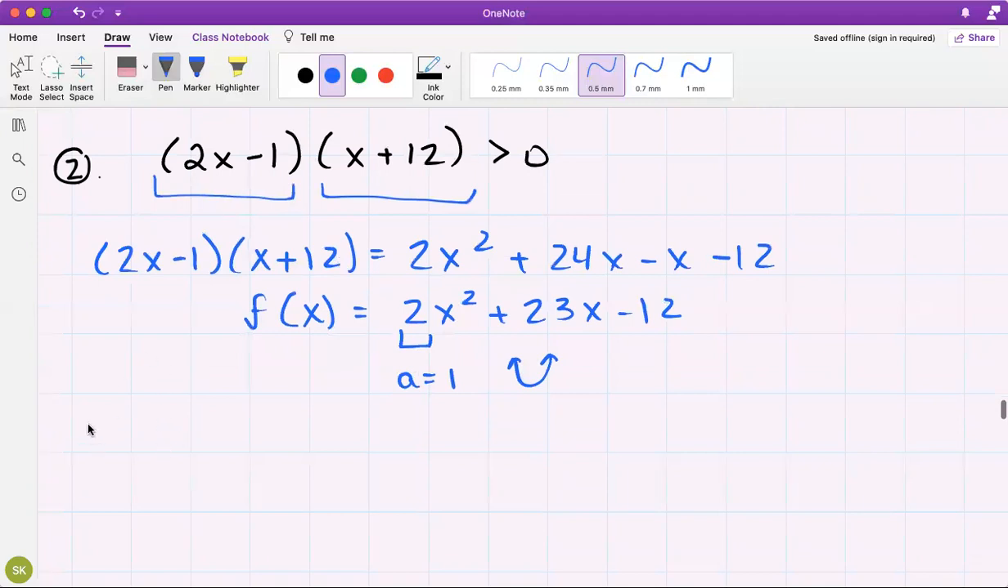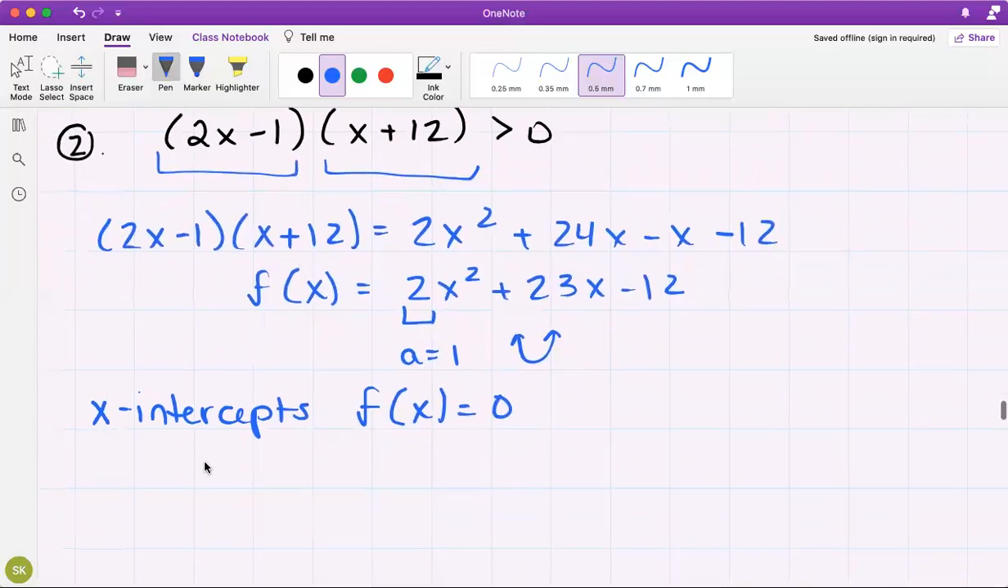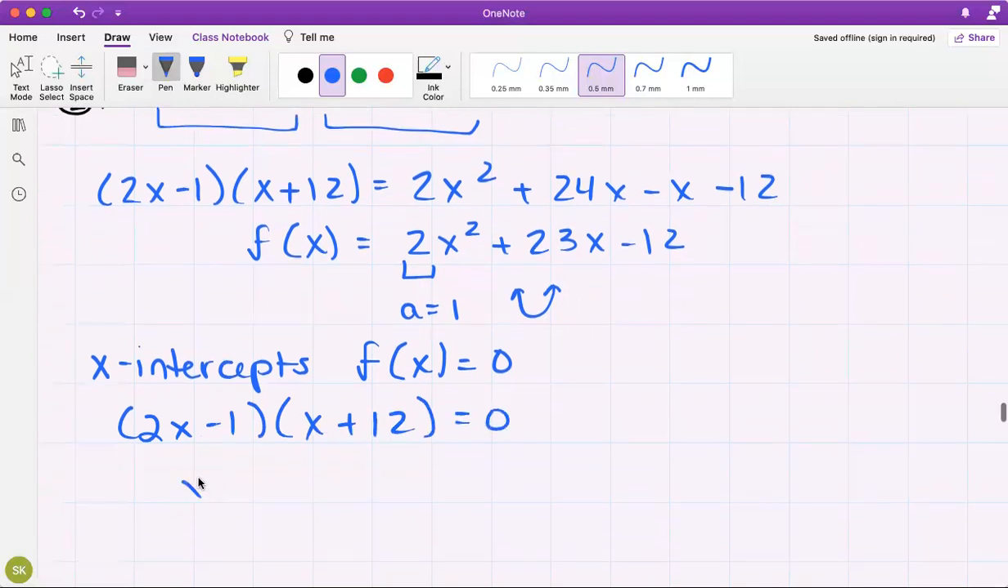So let's talk about the x-intercepts. That's when we set this function that I'm calling f of x equal to 0, okay? So if I set this equal to 0, we have 2x minus 1 times x plus 12 is equal to 0. I get x is equal to 1/2, setting this piece equal to 0, and x is equal to negative 12. So let's graph this.